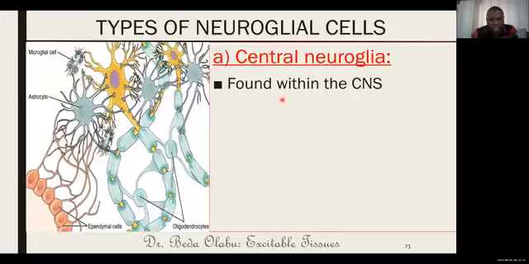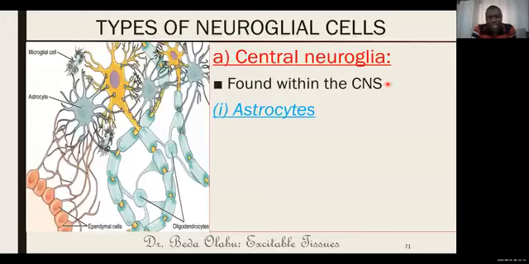Okay, good. So Camila, that's the answer. When you talk of central nervous system, we mean the brain and the spinal cord. The brain and the spinal cord. That is central nervous system. So we are saying central neuroglial cells are found within the brain. They are also found within the spinal cord. There are 4 types of central neuroglial cells.